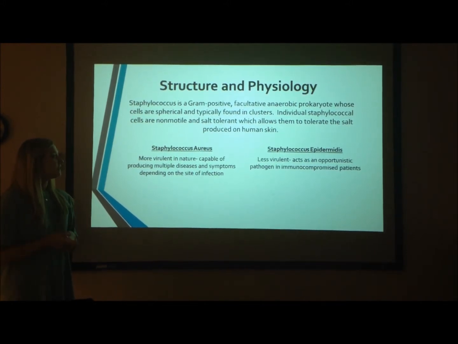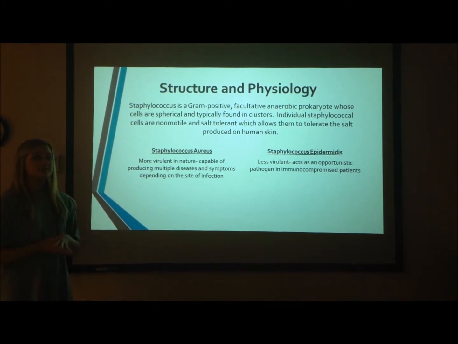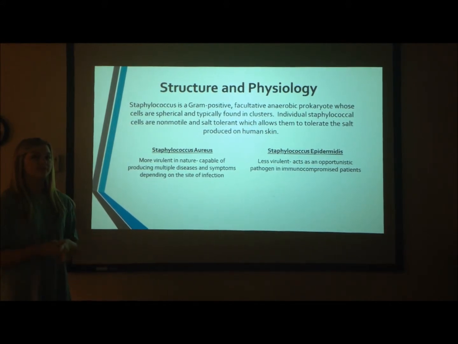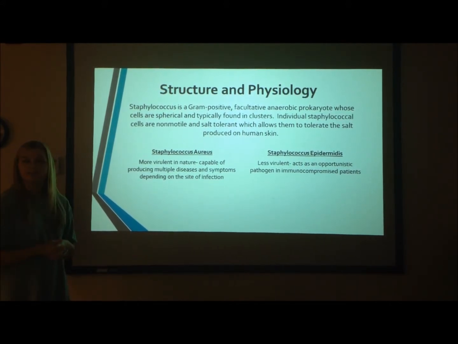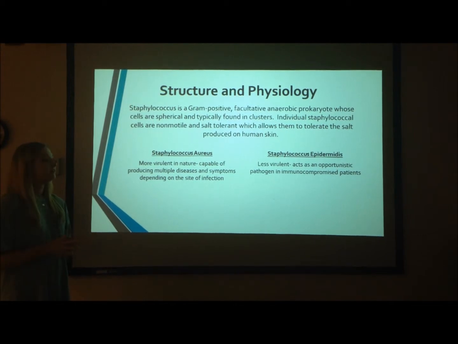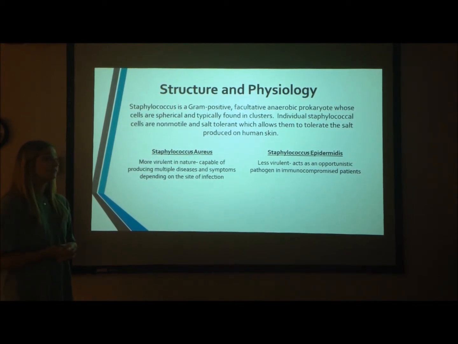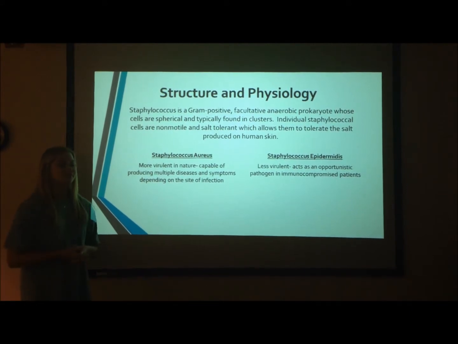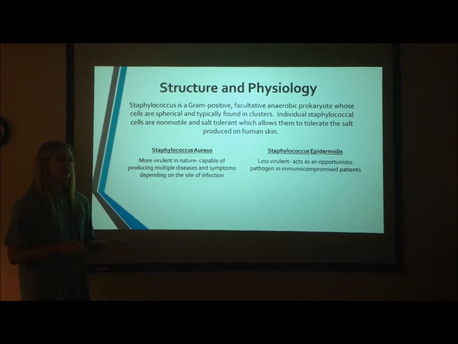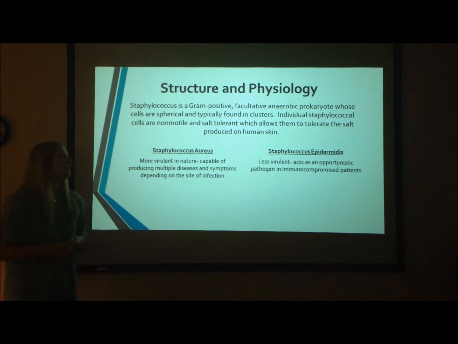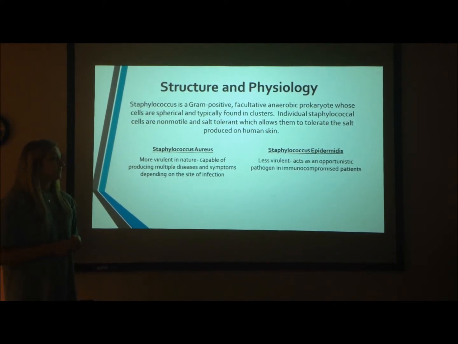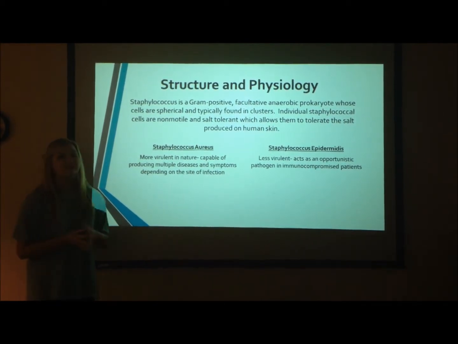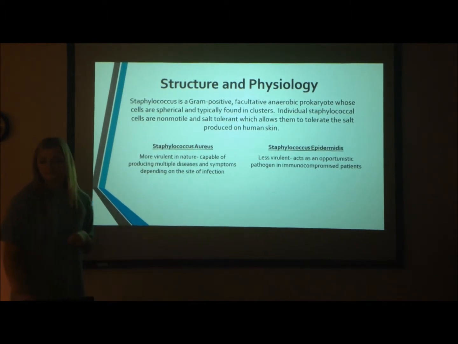There's two major types of Staphylococcus. There's Staphylococcus aureus, which is the more virulent one. It's more likely to cause disease in patients. And then the second type of Staphylococcus we have is Staphylococcus epidermidis. Staphylococcus epidermidis is usually not harmful to people. It's actually the one that's mostly present on your body, but it can be an opportunistic pathogen if a patient is immunocompromised for some reason.